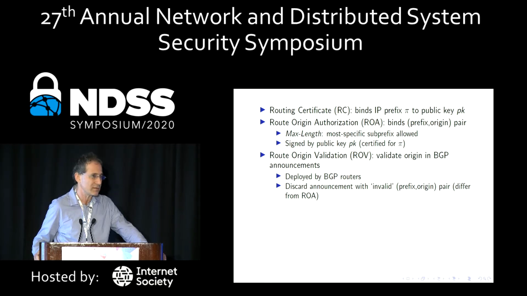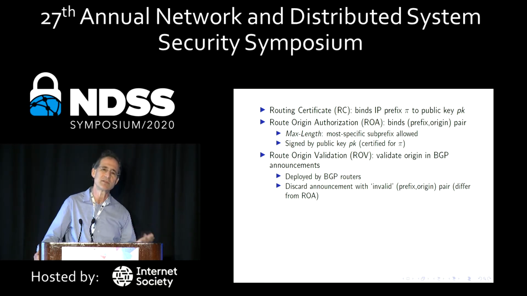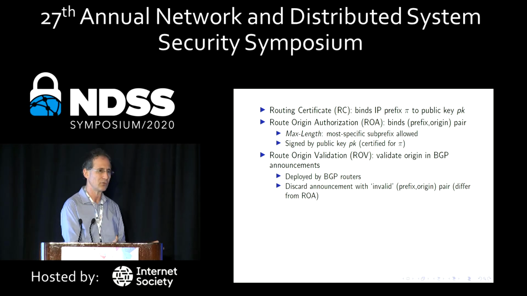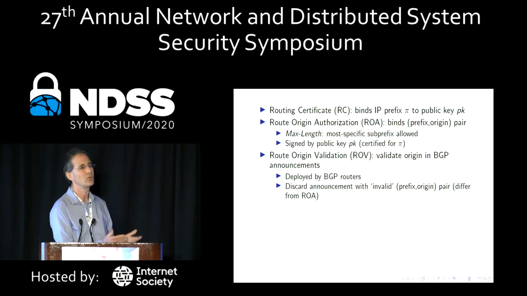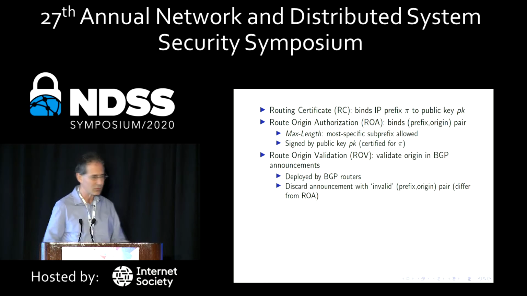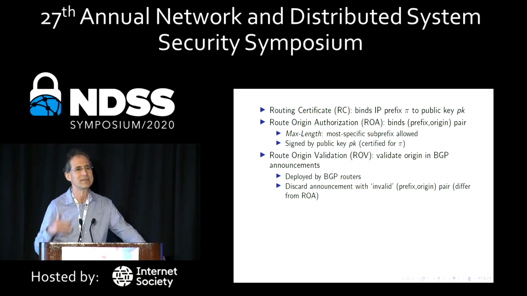And the routers or ASs are supposed to run a system called ROV, route origin validation, which is looking at these routing messages and comparing them to these known ROAs, which are validly signed by certificates. And so it will be deployed by BGP routers and will hopefully discard all of the invalid announcements. Okay.